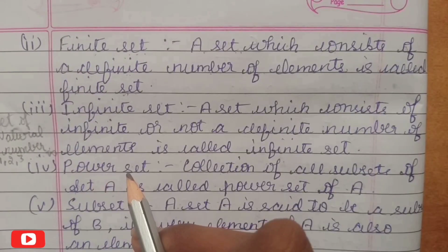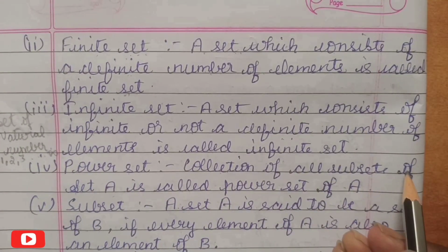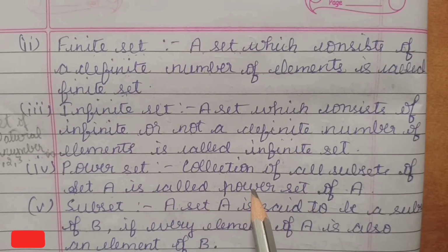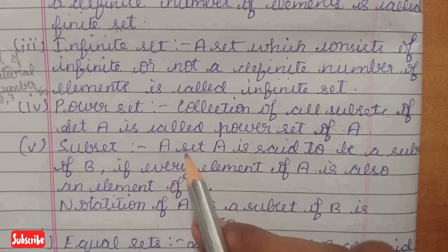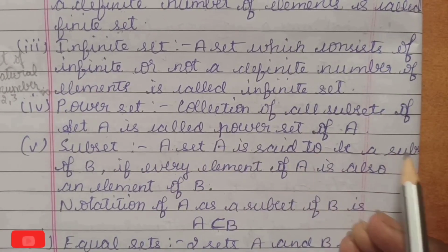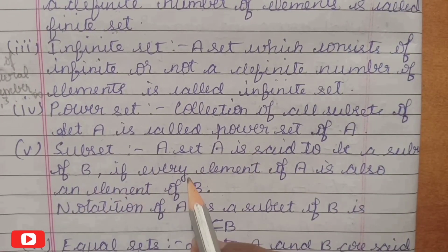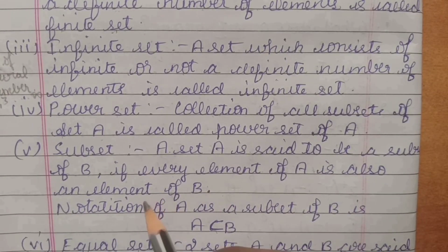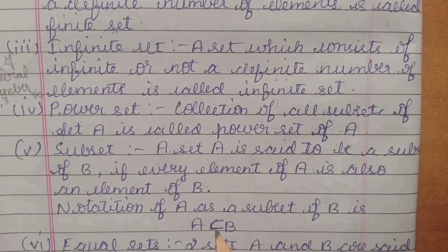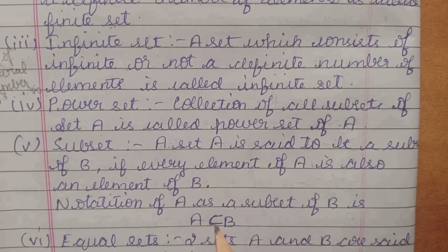Next is power set. The collection of all subsets of set A is called the power set of A. Subset. A set A is said to be a subset of B if every element of A is also an element of B. The symbol of subset can be this one. A is a subset of B can be written as this.